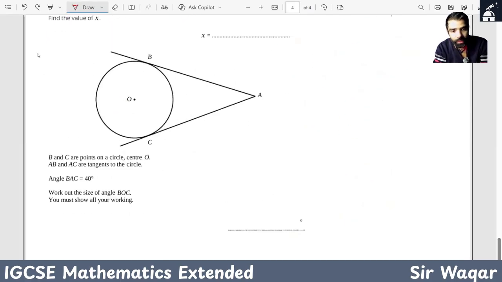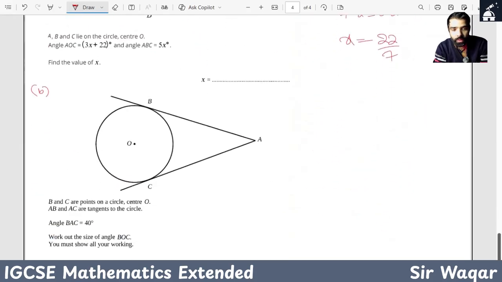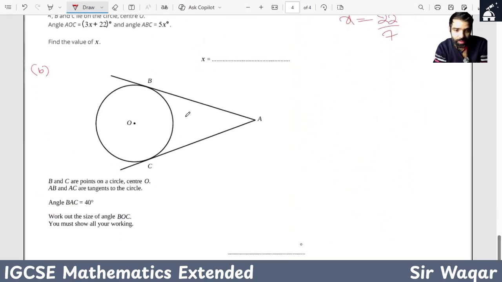Okay, in part B, this is part B of the exam style question 2. So in part B of the exam style question 2, we have 2 tangents drawn from a common point A. AC and AB are tangent to the circle, I'm sorry. And B and C are the points on the circle. Angle BAC, this whole angle, is 40 degrees.